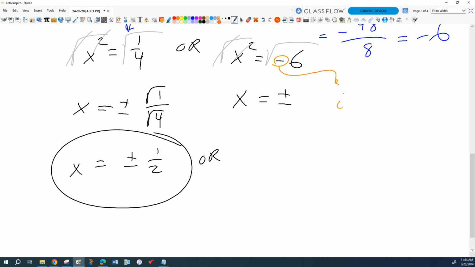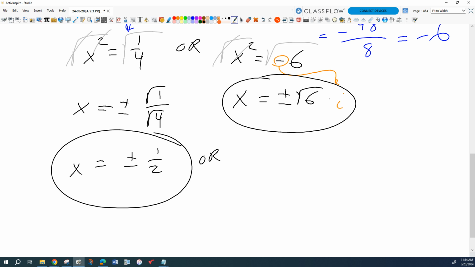And can I reduce the square root of 6? No, I'm stuck with that, right? So I get plus or minus the square root of 6 times i, right? There's my other solutions. So how many total solutions do I get? 4, and there they are.